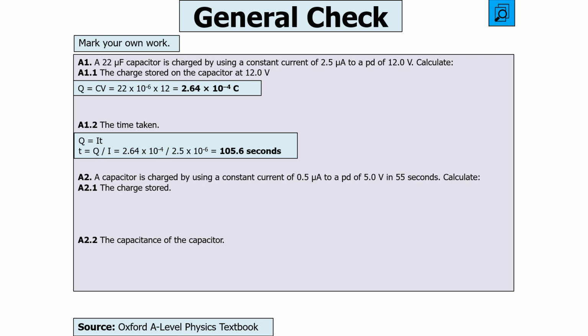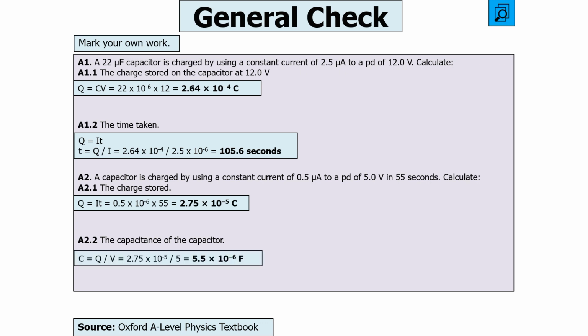In this second question, once again, Q equals IT. So we know I, 0.5 times 10 to the minus 6, times the time in seconds, 55, so you get 2.75 times 10 to the minus 5 coulombs. And then we can work out the capacitance by saying C equals Q over V. We worked out Q in our previous question. We know the value of V from the information given, it's 5, so we get 5.5 times 10 to the minus 6 farads.